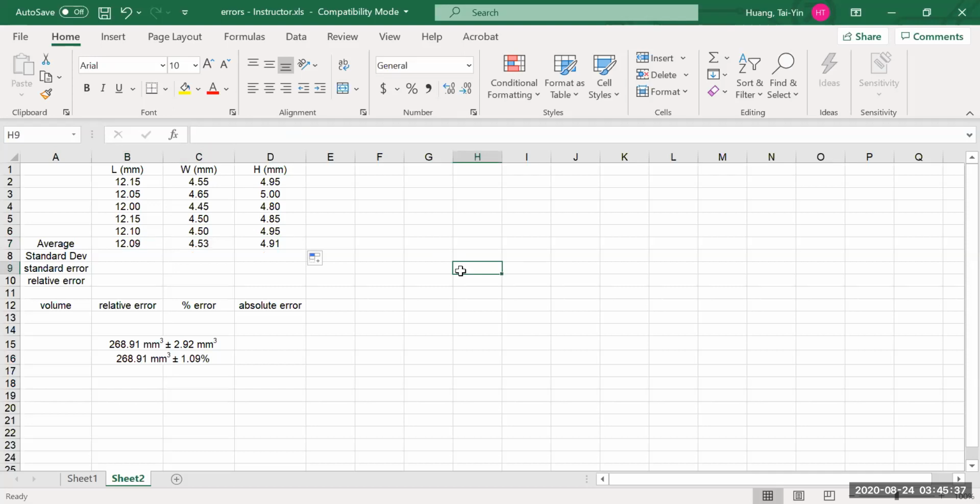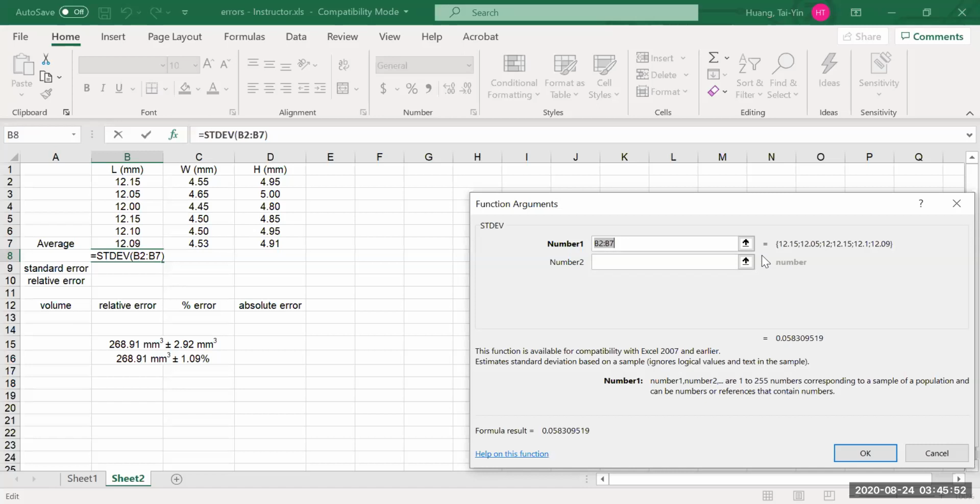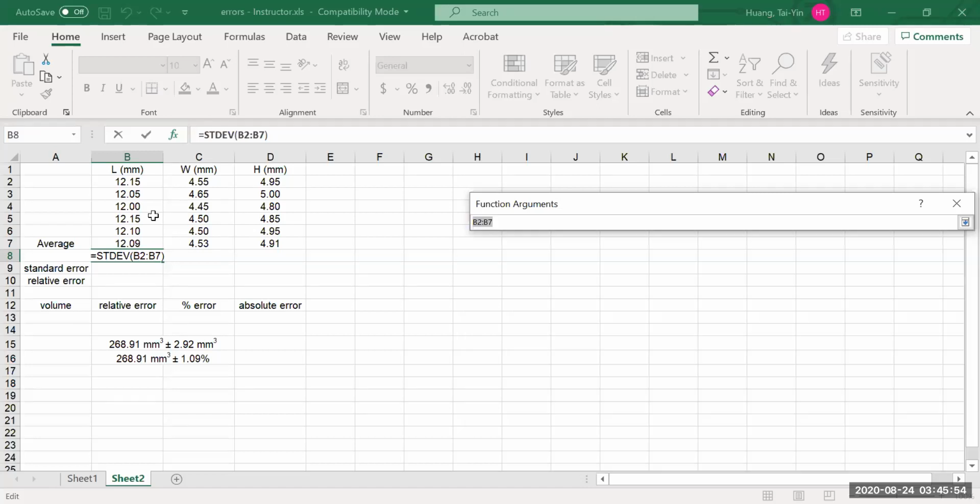Now, let me show you how to do the standard deviation. Standard deviation, again, is a built-in function. So click on the empty cell, hit equals, and then from this drop-down menu, find standard deviation. Choose that, and then click on this icon. And then you choose all the data. Do not include the average value, okay?